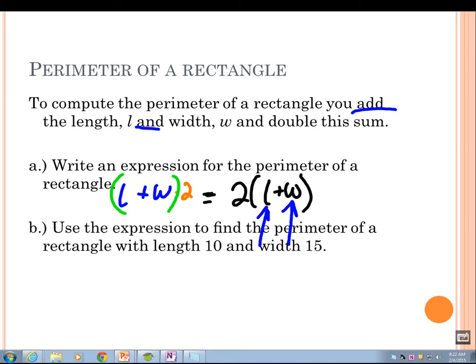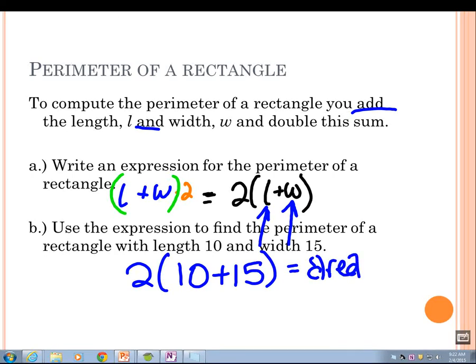Okay, so I'm going to substitute in there. So I'm going to have 2 times 10 plus 15. And by the order of operations, what do I do first? Okay, parentheses. So I'm going to do 2 times 25, which equals 50. So the perimeter of the rectangle with length 10 and width 15 is 50. That's strange that there's no units there, but maybe we're not being unit specific.